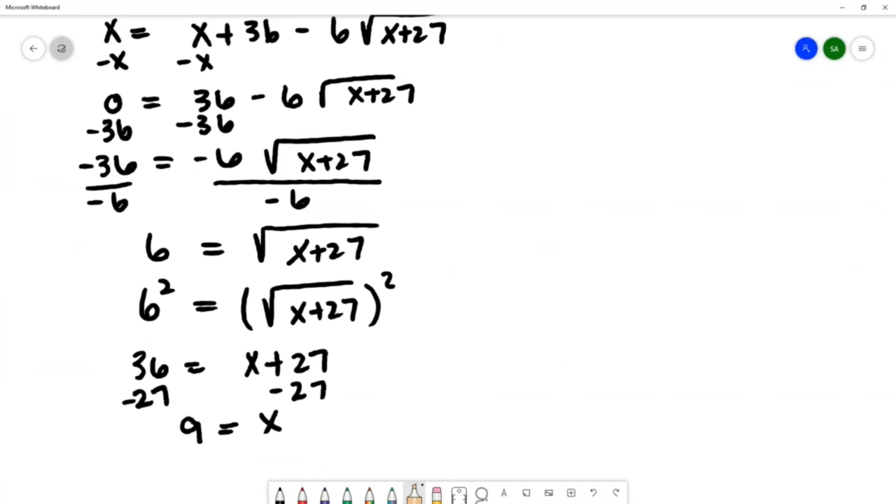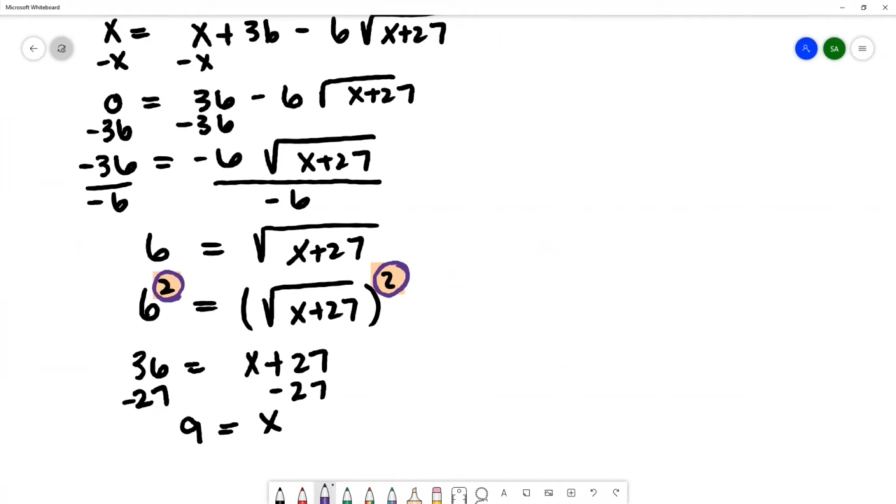But because of this technique that we're using to get rid of the radical of squaring both sides, sometimes this can cause you to have what we call extraneous solutions, extra solutions that don't work in the original equation. So anytime you use squaring both sides as a method for solving, you do have to check your work.